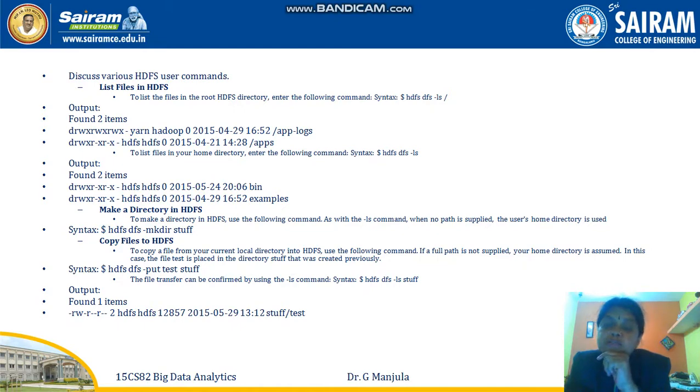Now we move on to make a directory in HDFS, the second one. To make a directory in HDFS, use the following command. As with the ls command, when no path is supplied, the user's home directory is used. I will give the syntax here: hdfs dfs -mkdir stuff. With the help of the ls command, I came to know how many files are there. When I created it with mkdir, automatically it created a directory called stuff.